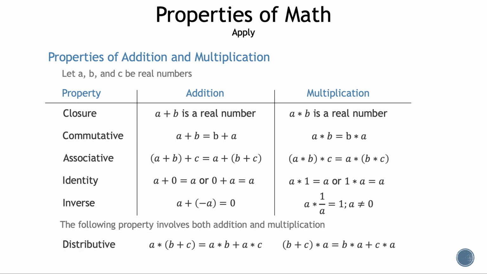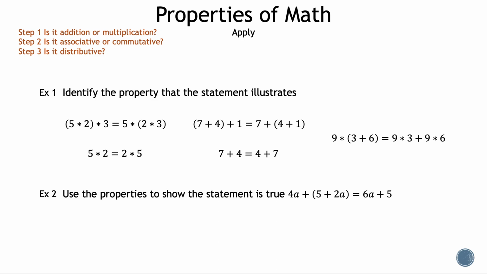Last, let's talk about the property that involves addition and multiplication. Distributive. It doesn't matter if the real number is on the left or the right of the parentheses. The result will be the same when we distribute. Now that we've seen all the properties, let's put them in action by taking a look at the examples we're going to discuss in today's video.